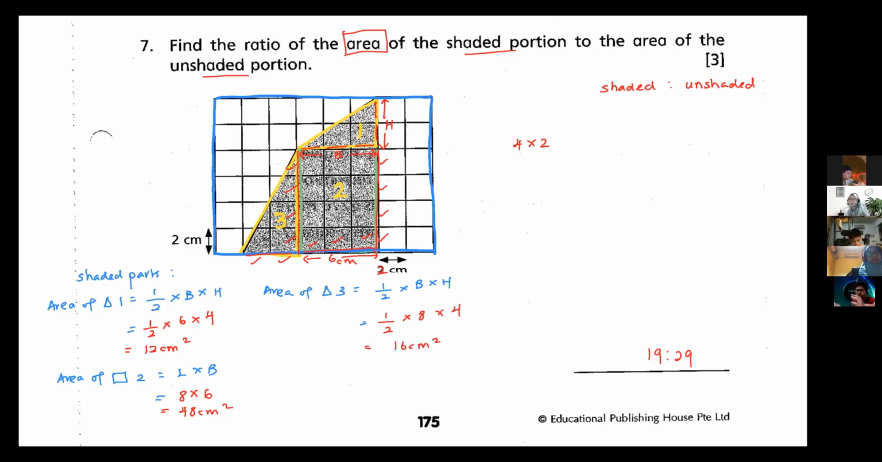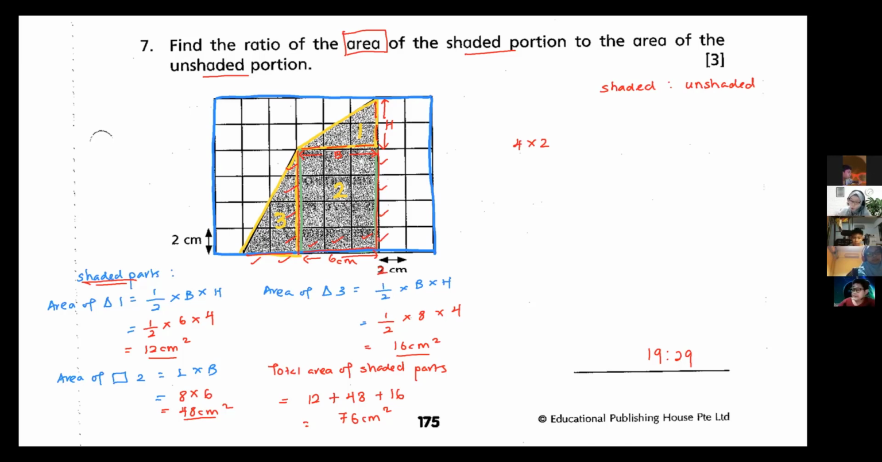Are we done? We are not done yet, we're just halfway there. Area of the whole shaded parts: there are 3 different shapes, so we add them up. Total area of shaded parts equals 12 plus 48 plus 16, and this gives me 76 cm squared. I'm done with the shaded part, but not yet with the unshaded part.